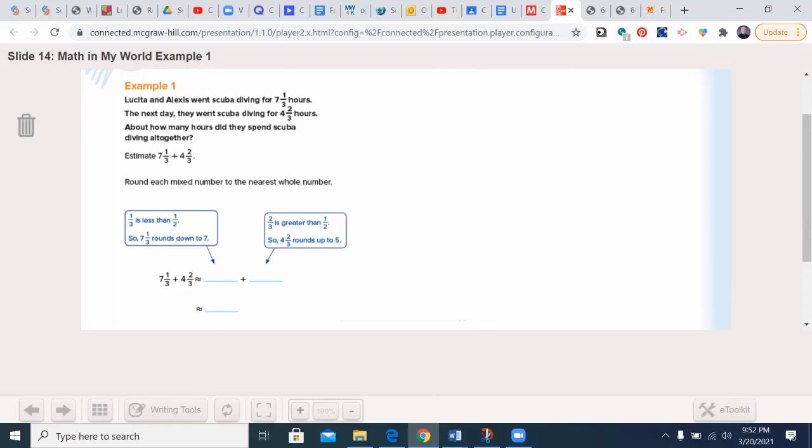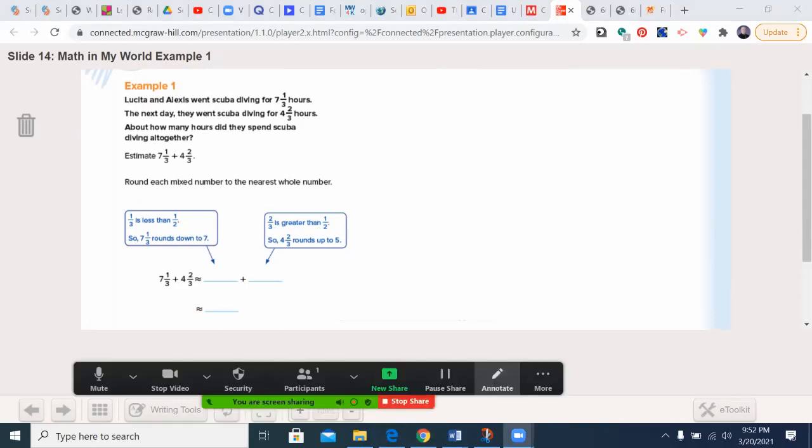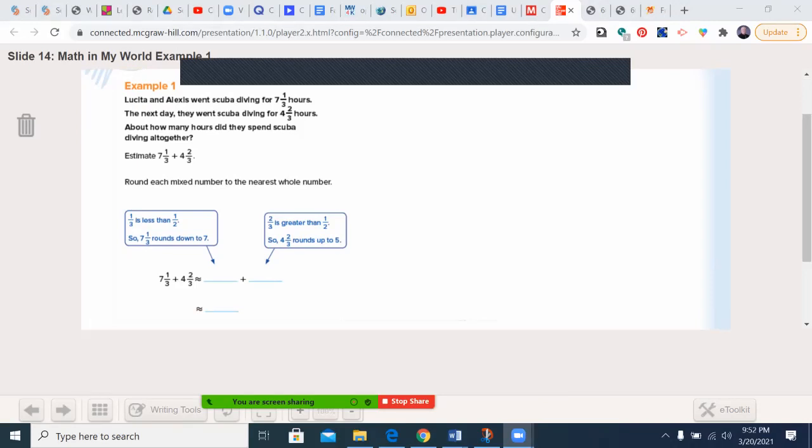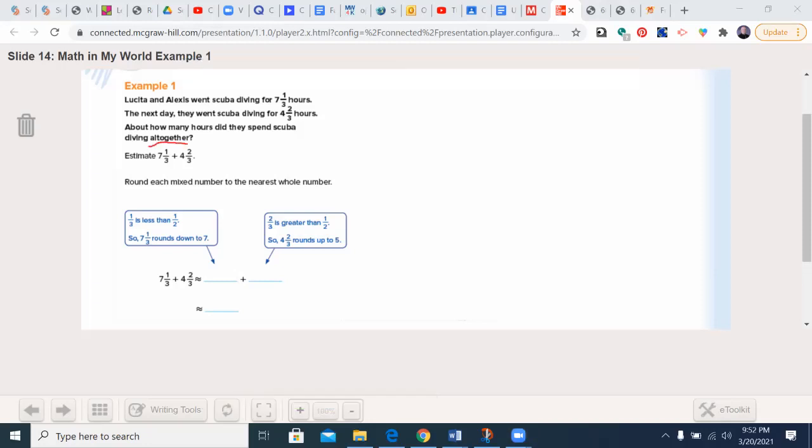So let's start with example basic. Lucida and Alexis went scuba diving for 7 1/3 hours. The next day, they went scuba diving for 4 2/3 hours. About how many hours did they spend scuba diving altogether? Altogether tells me it's going to be adding. And I can see that we're going to estimate 7 1/3 plus 4 2/3. So I look here, 7 1/3. It's either going to be 7 or 8. 1 is less than half of 3. So I'm going to keep it at 7.